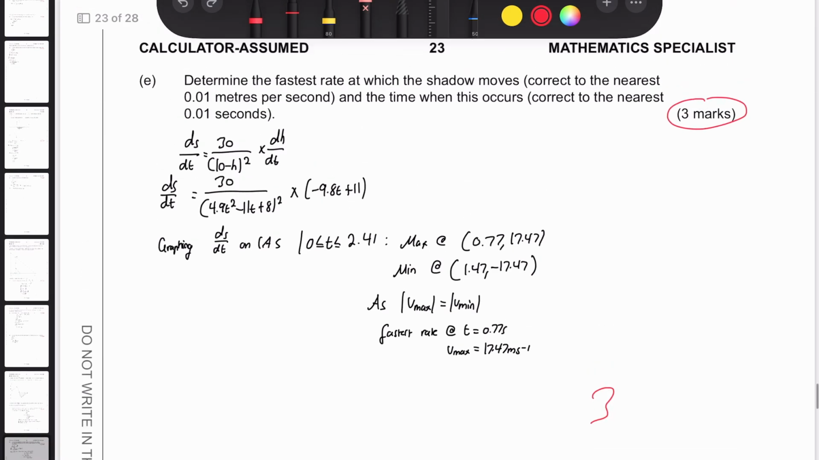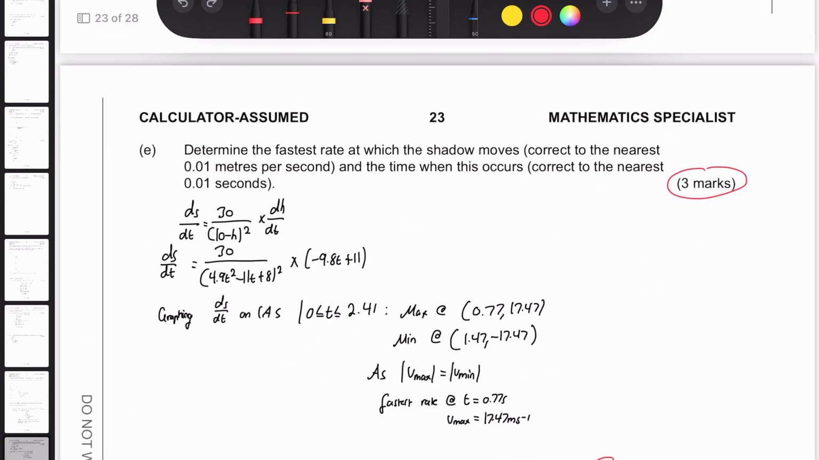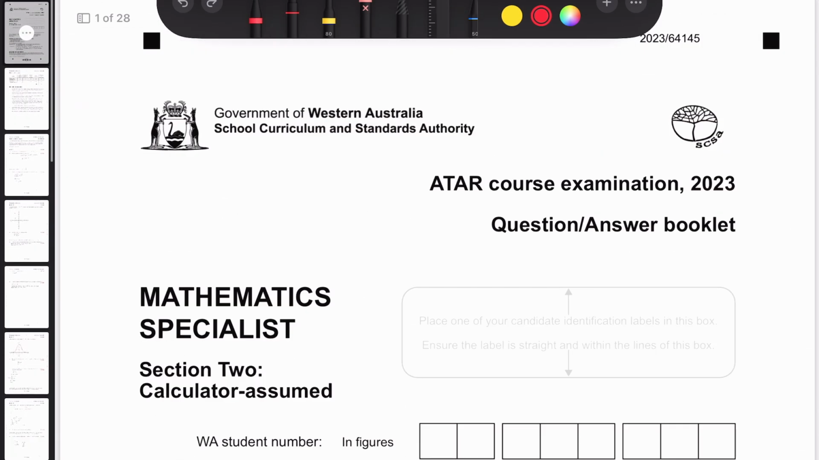Yeah, and this was good. And it says fastest rate, so I assume that just means maximum, because they only talk about maximum there, they didn't even look at the minimum, so yeah. Alright, 3 marks lost, pretty happy with that, 92.7. I'll be pretty happy with that on WACE.